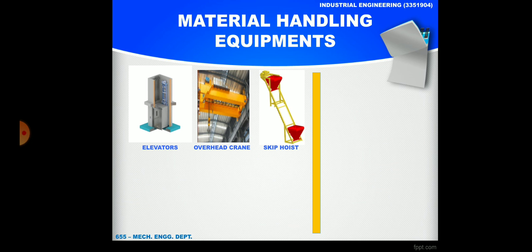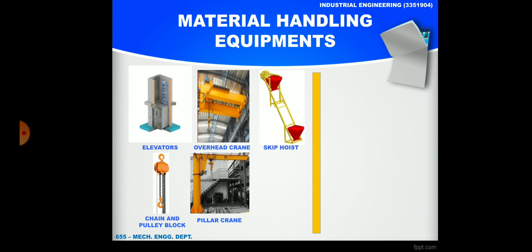Skip hoist, generally seen in quarry areas where big stone particles are to be crushed into small particles. Chain and pulley block, seen in industry and port sites. Pillar crane, generally seen in railway yards for loading and unloading containers. And hand and power winches. First we have the hand winch, where manual operation is done for pulling up the load. And the second one is power winches, where an electric motor is used.